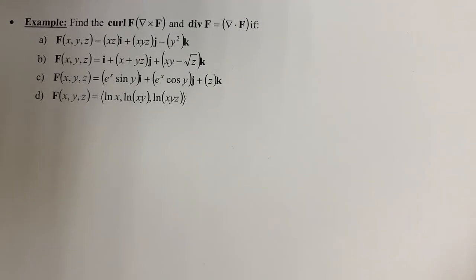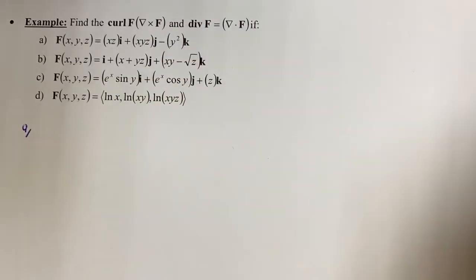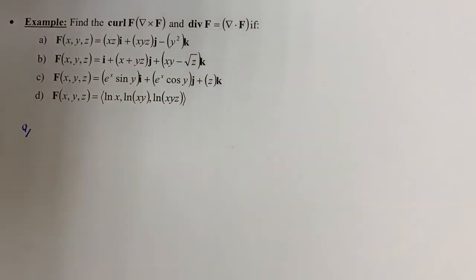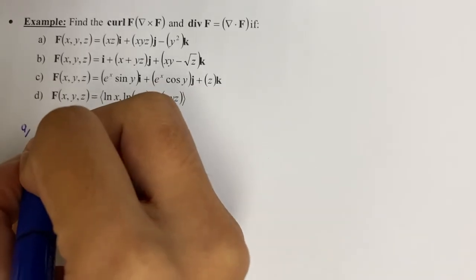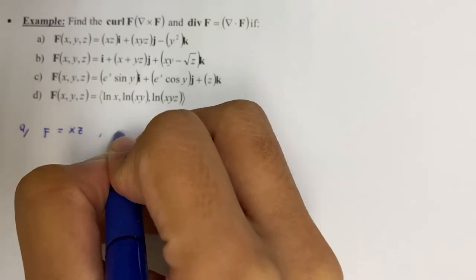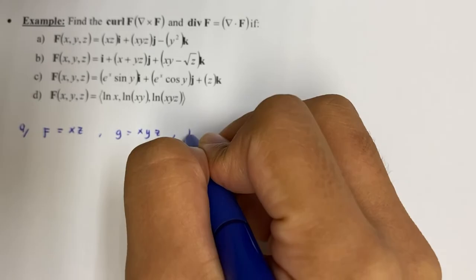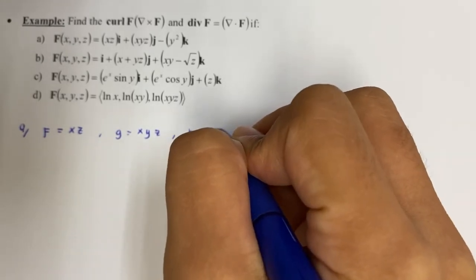We have a few examples here for curl and divergence. For a, b, c and d, we need to find the curl and divergence of each function. Start with a. You have F(x, y, z) equal to xz i plus xyz j minus y squared k. So f is equal to xz, g is equal to xyz, and h is equal to minus y squared.